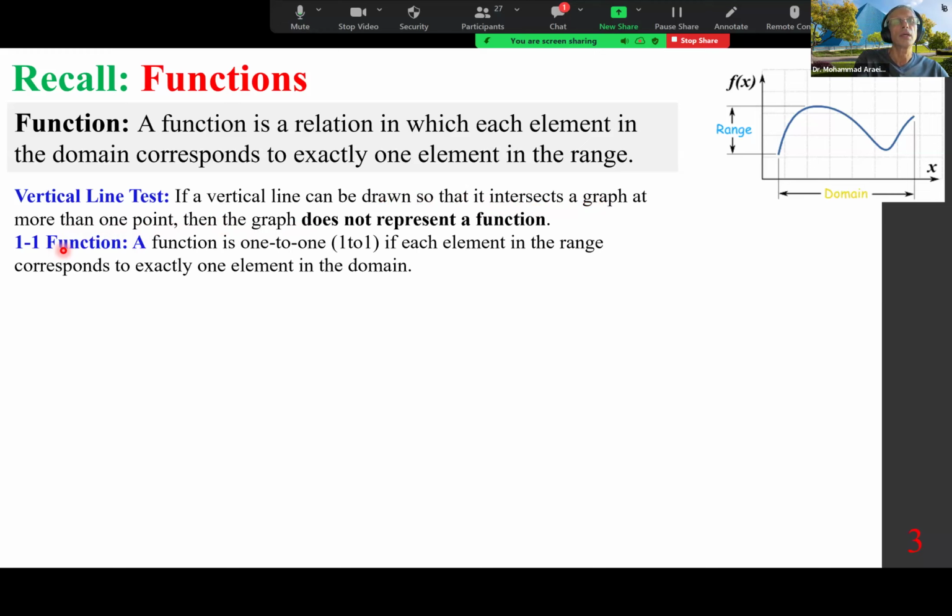One-to-one function. A function is one-to-one if each element in the range corresponds to exactly one element in the domain. In short, function, the x-coordinate doesn't repeat. One-to-one function, the y-coordinates cannot repeat either.